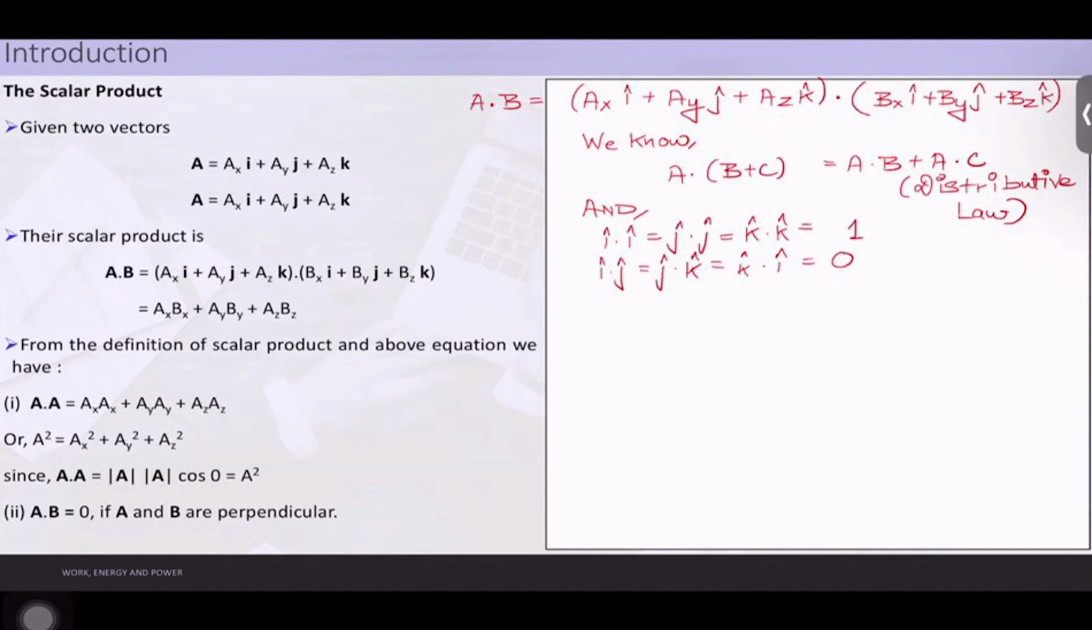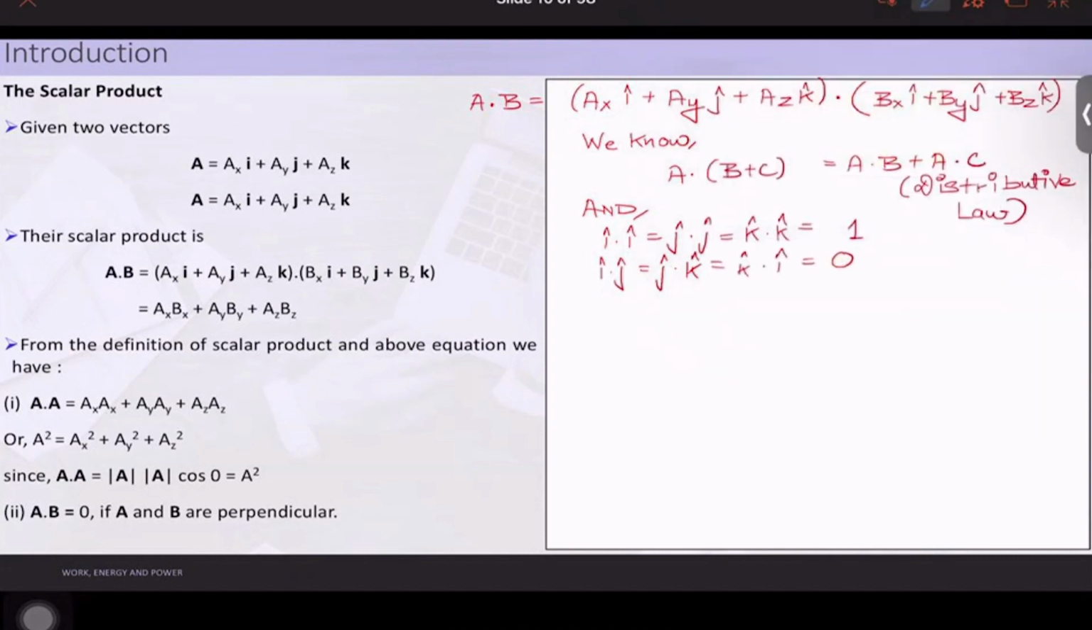Okay. If you see clearly, let us suppose this to be your A for now, and this to be your addition of something which is B plus C plus, let's say, D. Okay, so how can we write this? We can write this as nothing but A dot B plus A dot C plus A dot D.